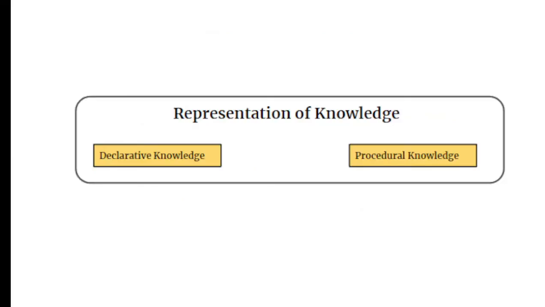Now the next topic is knowledge, representation of knowledge. Knowledge is basically things that we can hold in mind, not the things that our senses give to us. What does that mean? Suppose you are trying to remember a formula. That formula is in your mind.